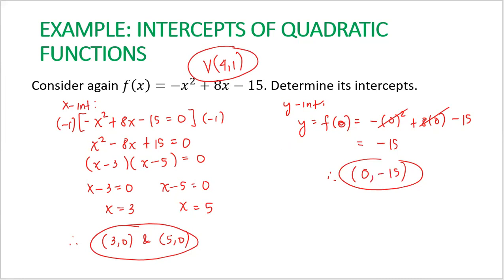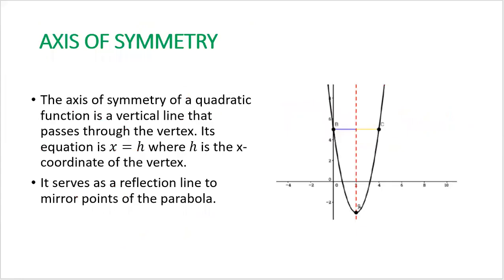Now, a quadratic function also has a special line which we call the axis of symmetry. The axis of symmetry of a quadratic function is a vertical line that passes through the vertex, and its equation is x is equal to h, where h is the x coordinate of the vertex. So if this is the vertex of the parabola, its coordinates is h comma k, then the line passing through that vertex has equation x is equal to h. And this serves as the axis of symmetry.